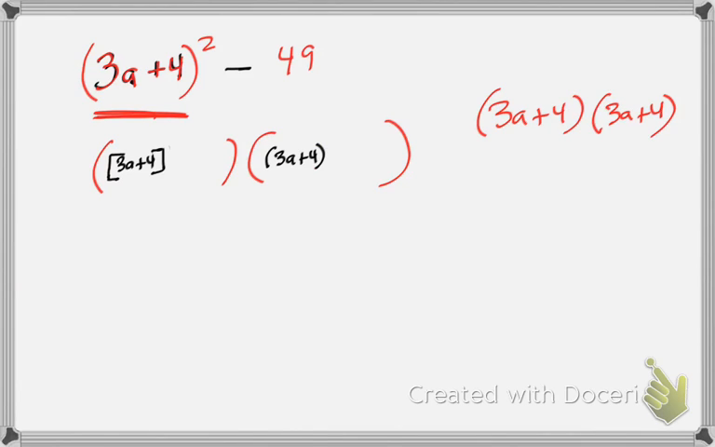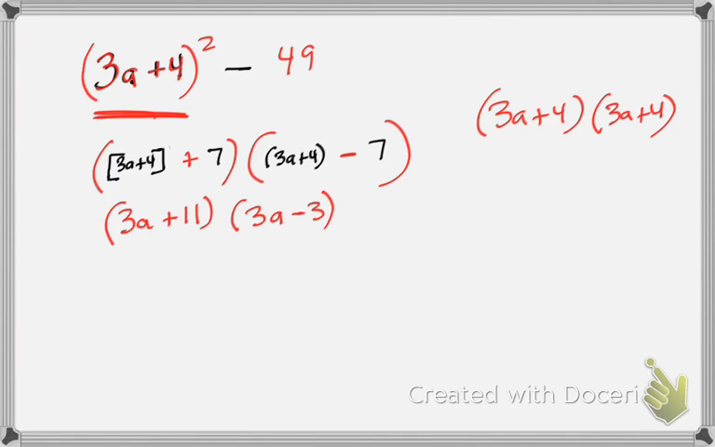Okay, the root of 49 is 7. One's going to be a positive and one's going to be a negative. Now, we can simplify within. 3a plus 4 plus 7 is 3a plus 11. Okay? Okay, let's do another. And then I can do this one, which is 3a.